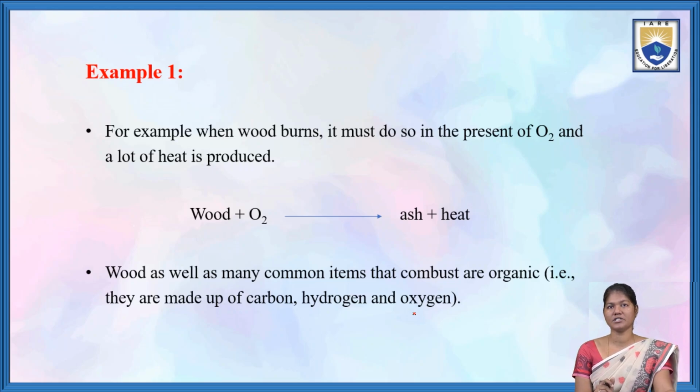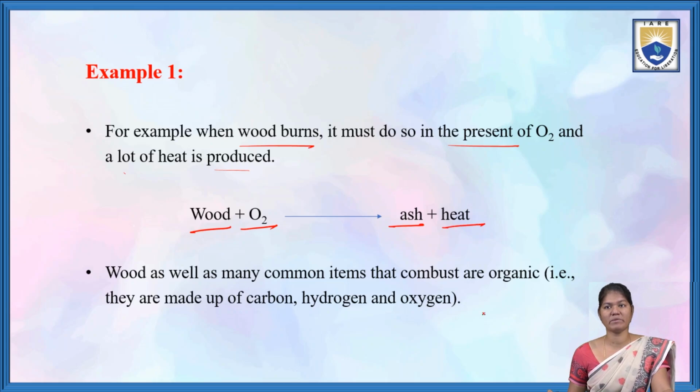In the combustion reaction, if we take an example, when wood burns, it does so in the presence of oxygen, and a lot of heat is produced. So wood plus O2 will give ash and heat. Wood, as well as many common items that combust, are organic.